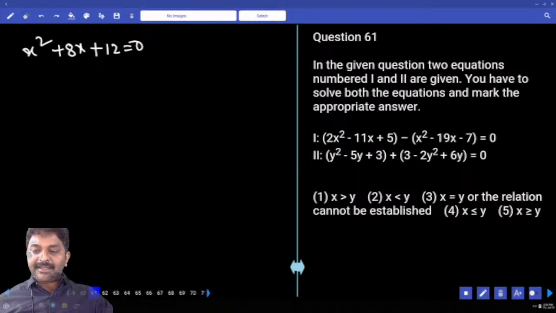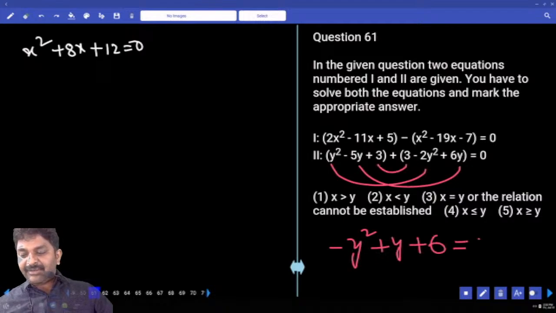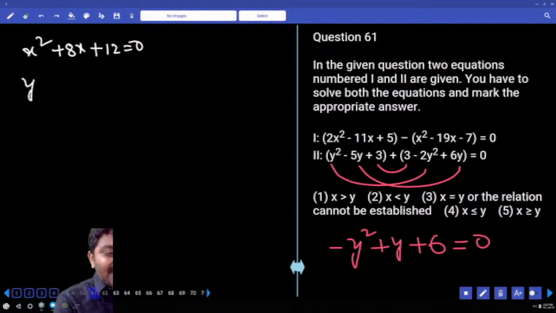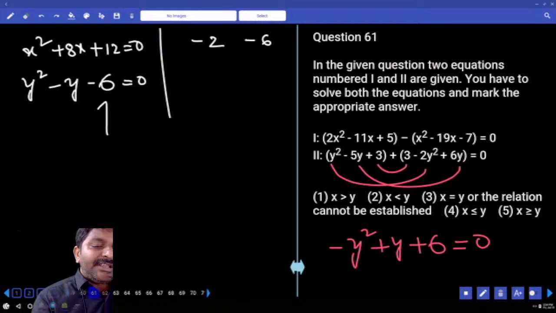Right. Now let's take minus y square plus 6 is equal to... Can I also rewrite it as y square minus y minus 6 is equal to 0? Right. Now tell me. 4 comma 2, 6 comma 2. Combination 6 comma 2. The product is negative and the sum is also negative. One number must be a negative number.